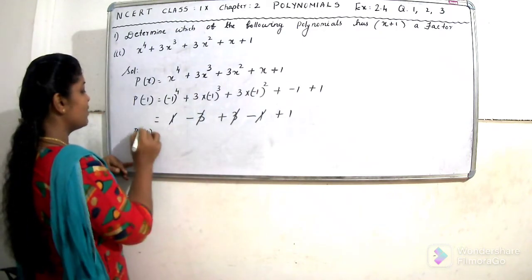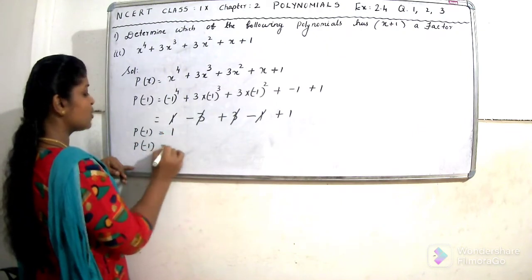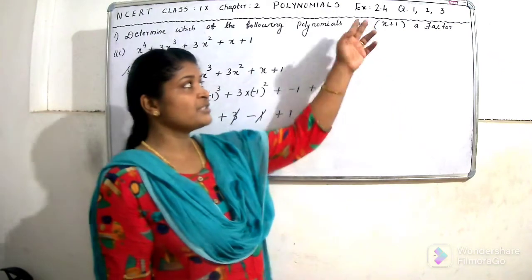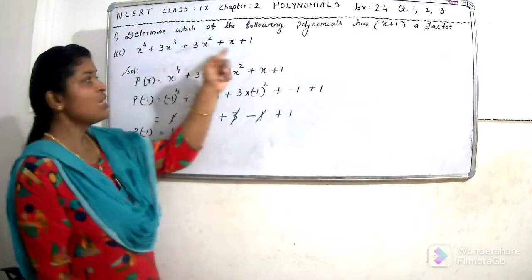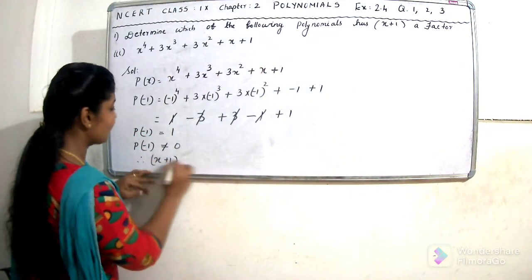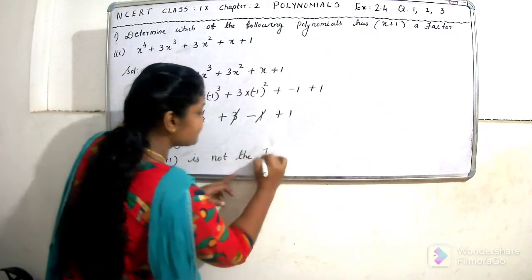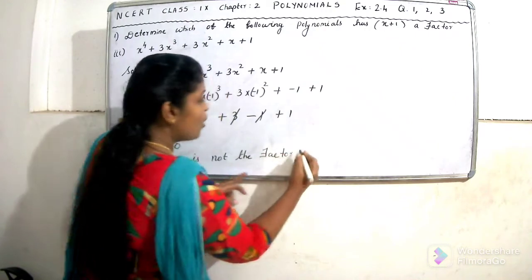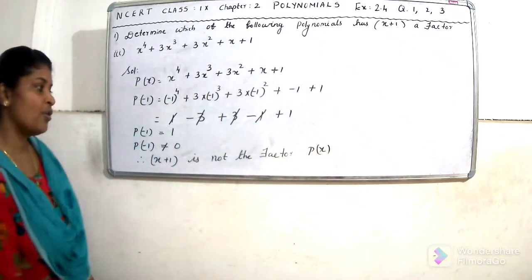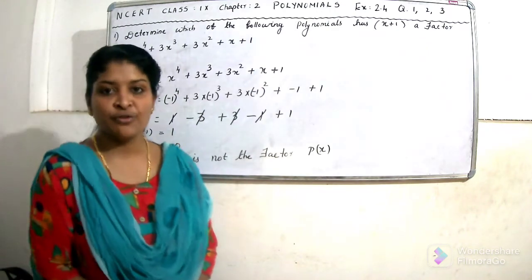That means P of negative 1 is equal to 1, which means P of negative 1 is not equal to 0. Therefore, we can say clearly x plus 1 is not a factor of this given polynomial. So x plus 1 is not a factor of P of x. Okay, so the third question is over. Now move on to the fourth one.